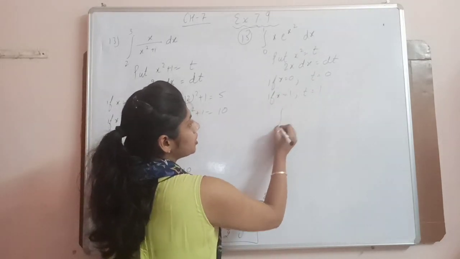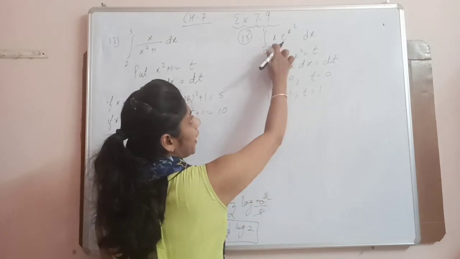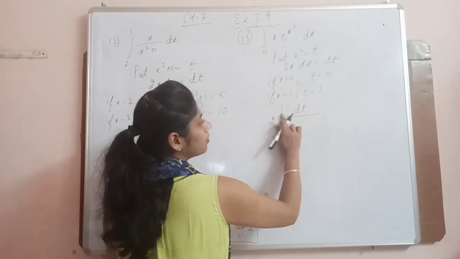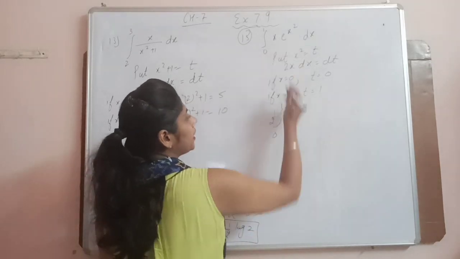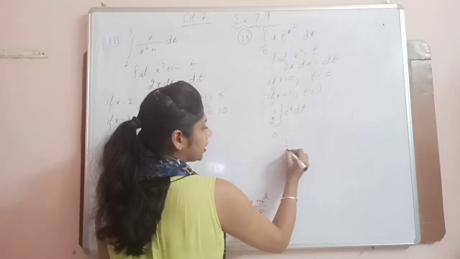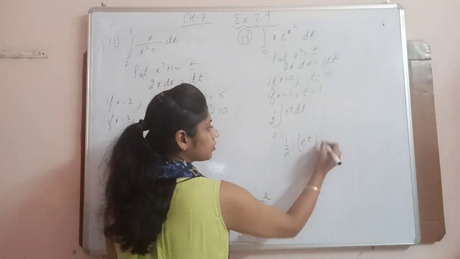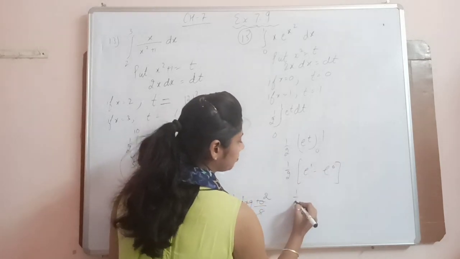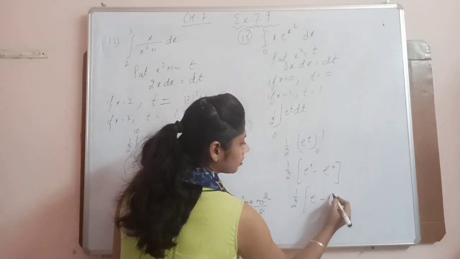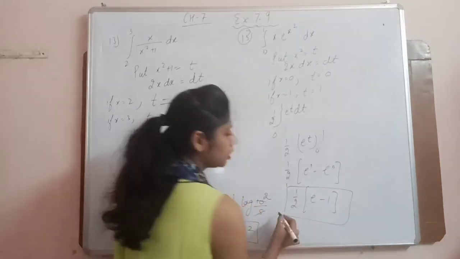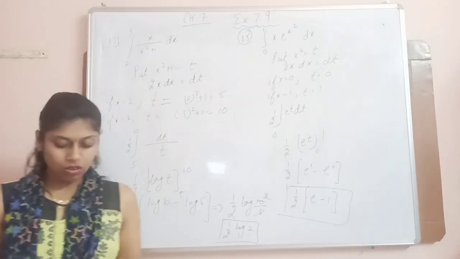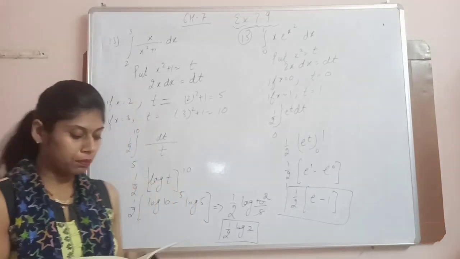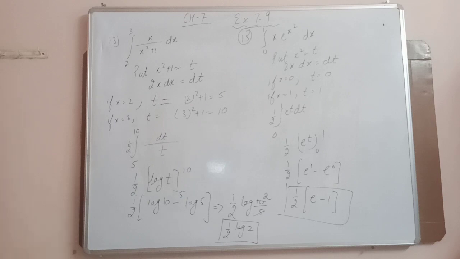So the integration is 0 to 1, same. x dx is dt by 2. 1 by 2 we can write outside, and e raised to power t. Now take the integration, e to the t, same. Now put the upper limit minus lower limit. e minus 1. So this is your answer. Clear? So all the questions are the same. Do the integration and then put the limits. This is your complete exercise, exercise 7.9.